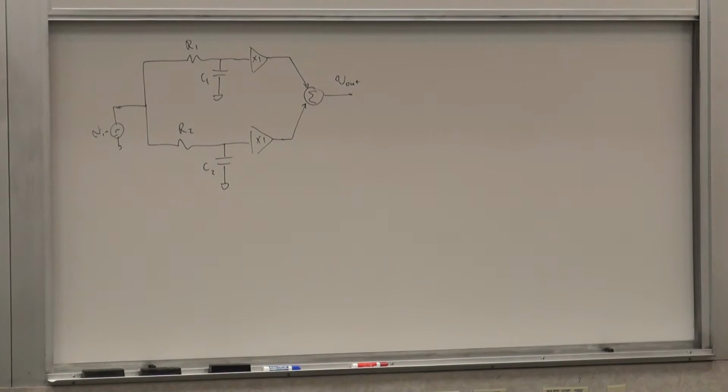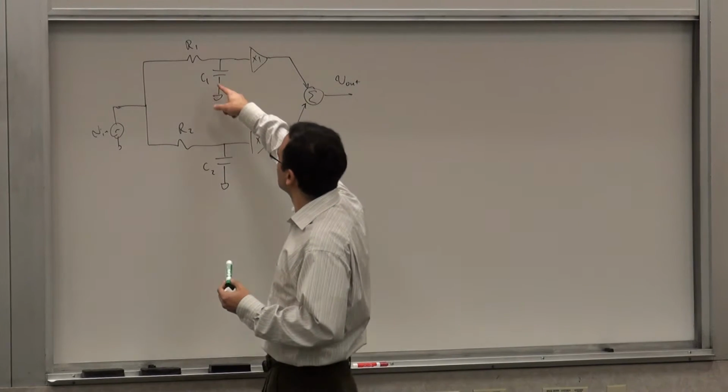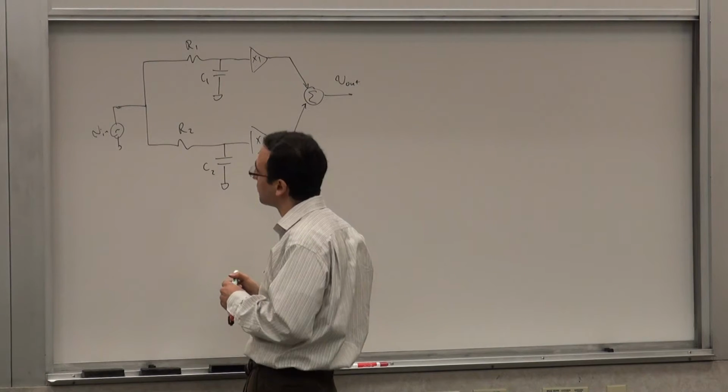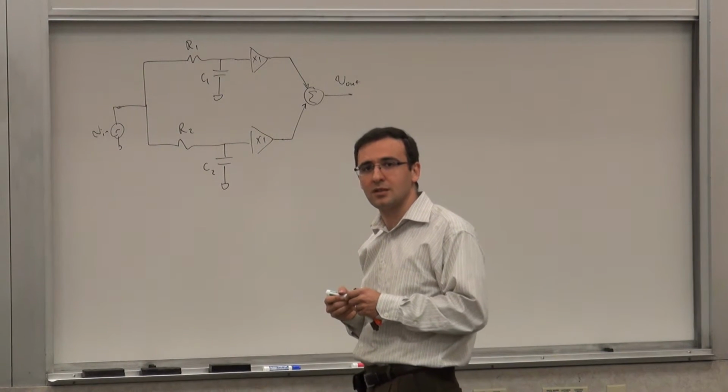So what happens now? How many poles do I have? Each one of these two paths represents a single pole system, no zero, right? It's a low pass system. So this one has a time constant R1 C1, which is tau 1, and R2 C2, tau 2. But let's apply the method and see what we get.